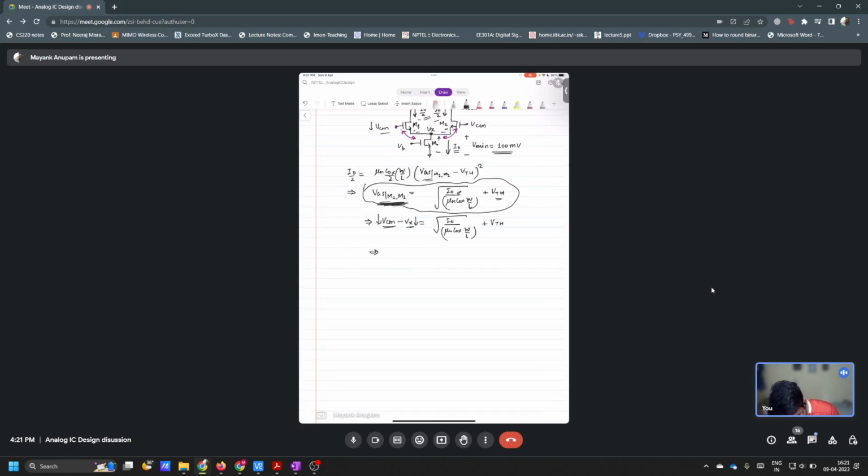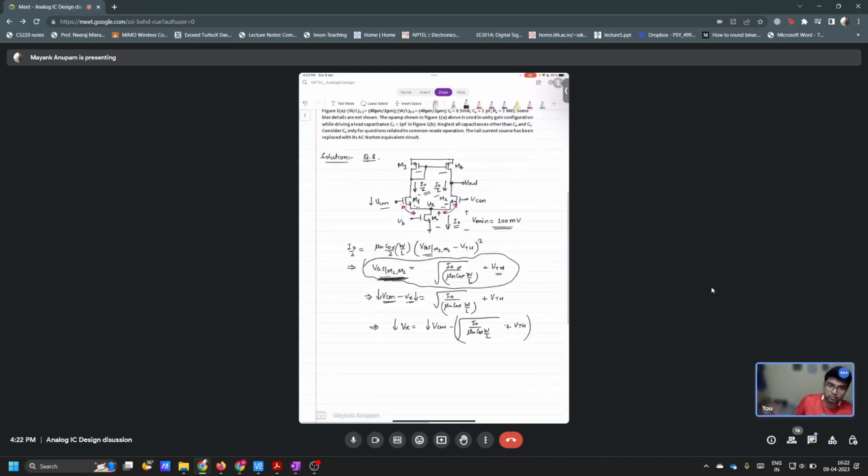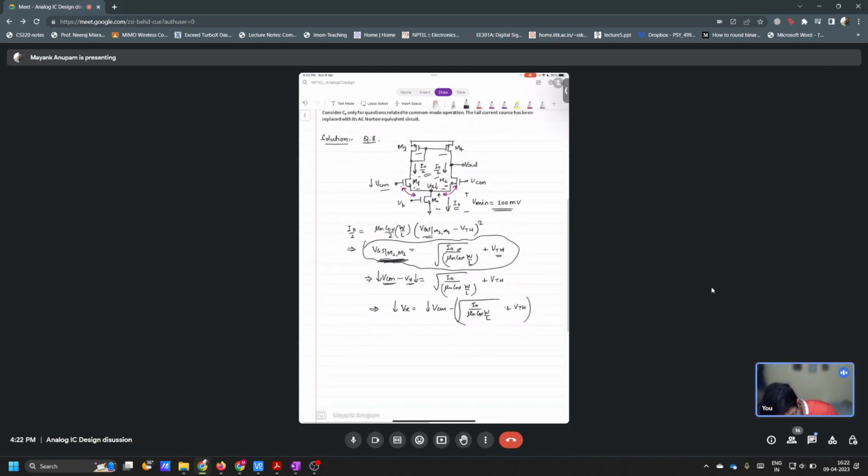But you can also clearly see that Vx is equal to VCM minus the square root of 2 I naught over mu n Cox W over L, plus VTH. This goes inside the brackets, right? So if VCM goes down, Vx also has to go down, isn't it? Yes, sir. Right? Now what happens if Vx starts to go down?